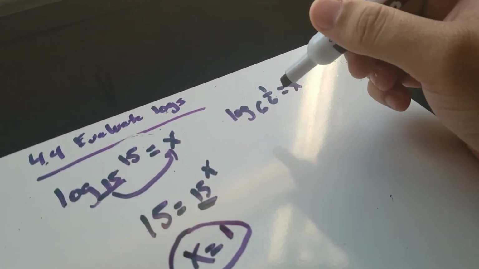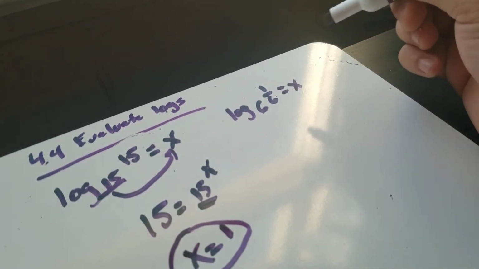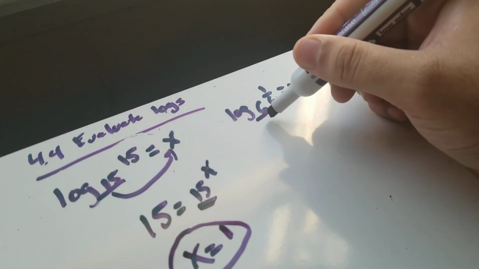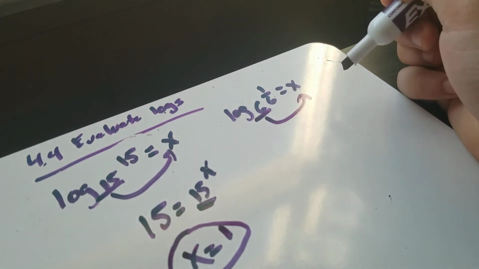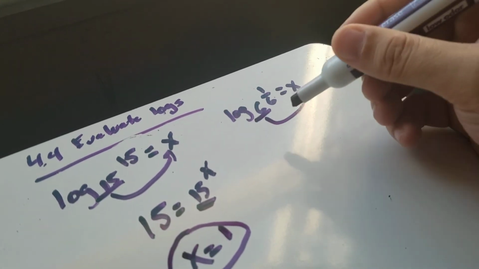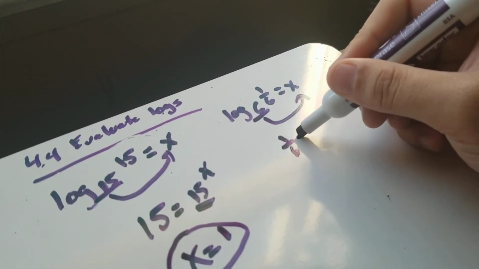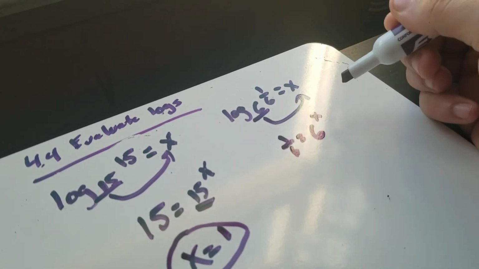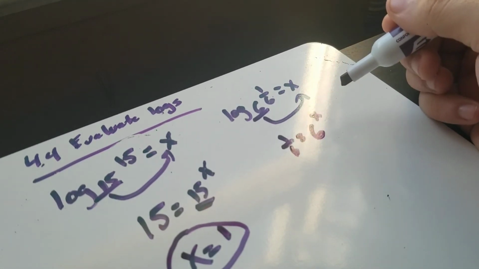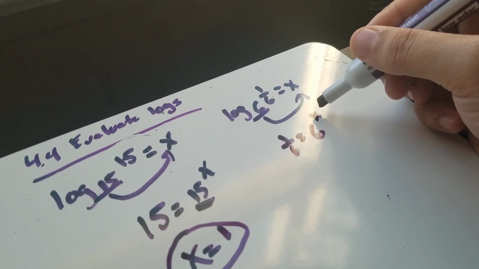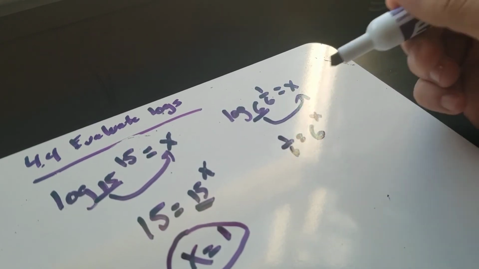All right, so step 1, set it equal to x. Did it. Step 2, move the base of the log to become the base of the exponent. So that's 1 over 6 equals 6 to the x power. Now I have to think, what is 6 to what power gets me 1 over 6?